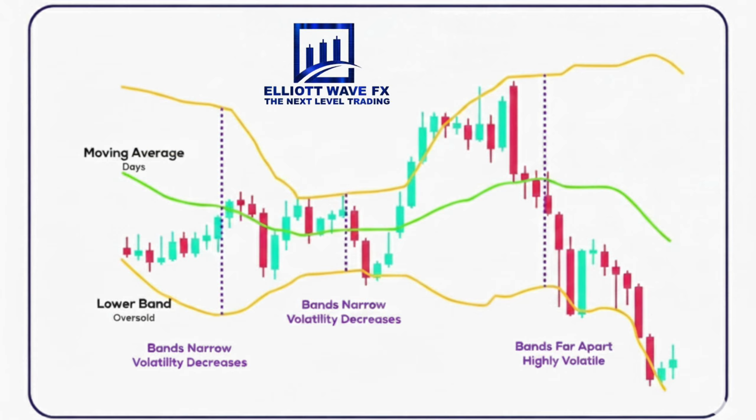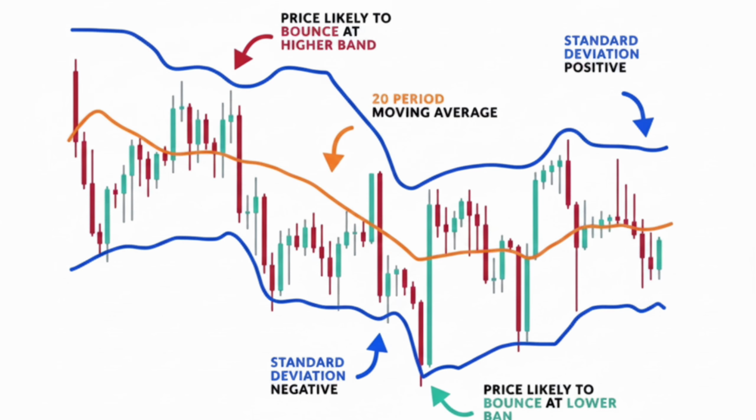Parameters. The default setting for Bollinger Bands is a 20-period SMA with bands set at 2 standard deviations away. However, this may not be the best option for all trading scenarios or time frames. Adjusting the settings could improve their effectiveness, but requires a good understanding of the markets and assets.